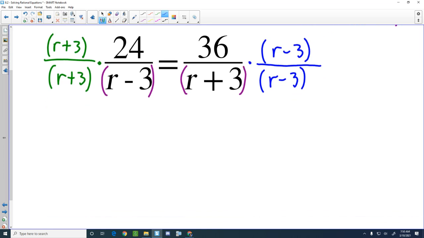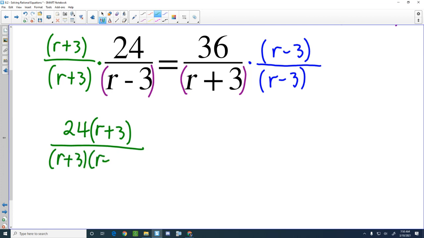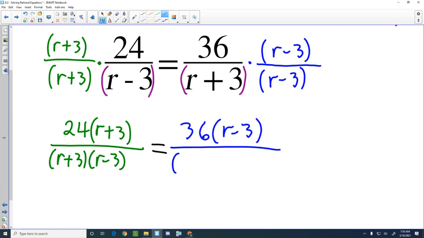And let me just clean this up a little bit. 24 times r plus 3 over r plus 3, r minus 3 equals 36 times r minus 3 over r plus 3 and r minus 3. So this is our fraction that we have now. Do the denominators match?